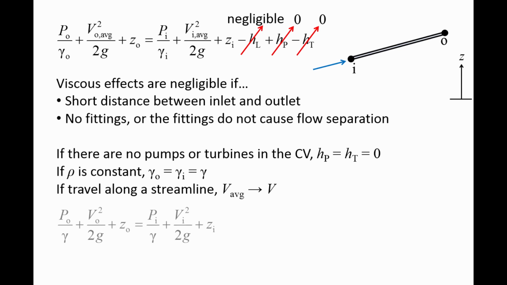The conservation of energy equation has now become the pressure at the end of the streamline over gamma, plus the speed at the end of the streamline squared over 2g, plus the elevation at the end of the streamline, equals the pressure at the beginning of the streamline over gamma, plus the speed at the beginning of the streamline squared over 2g, plus the elevation at the beginning of the streamline.